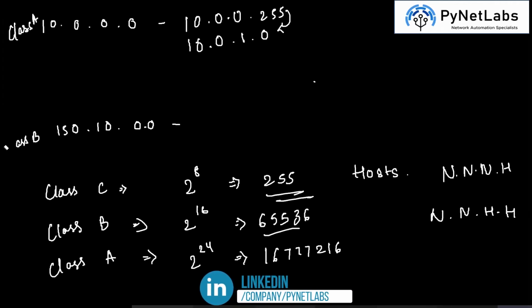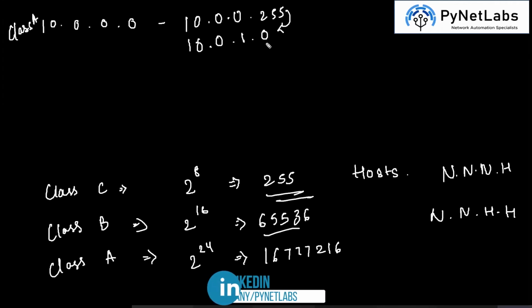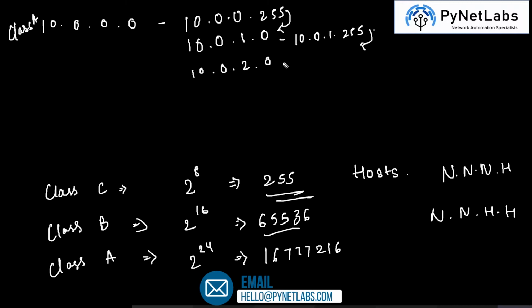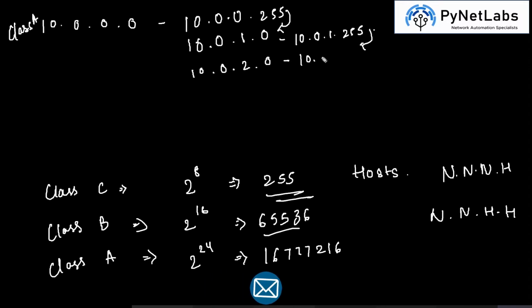Now from 10.0.1.0, the range will go till 10.0.1.255. Then again it will change the second last octet to 2.0, and this will go till 10.0.2.255. Yes, so it will go till 2.255 and so on.